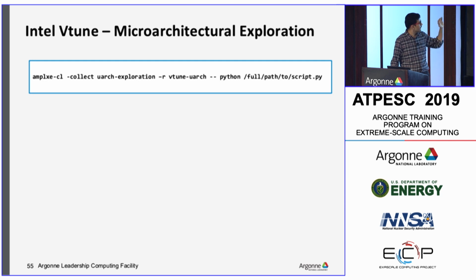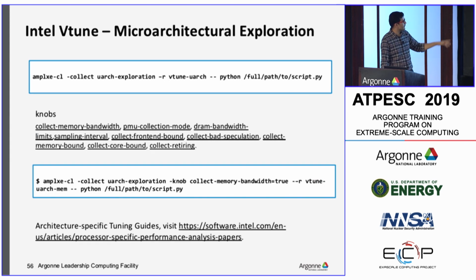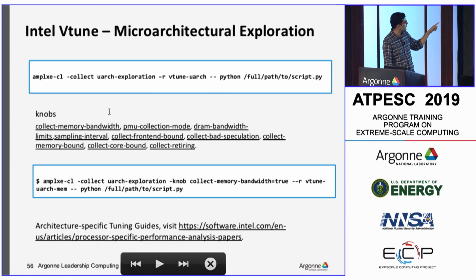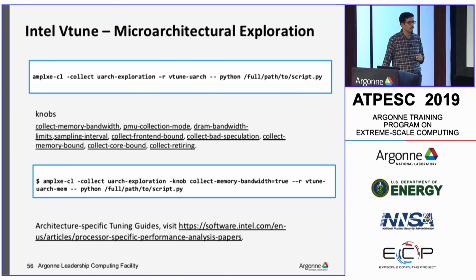The same thing, you can use the microarchitectural exploration by passing this as a parameter, and there are multiple knobs that you could use. One is if you want to collect on the memory bandwidth, or if you want to focus on the DRAM bandwidth, you could choose that. You could use multiple knobs when you're launching this microarchitectural exploration group, and you get corresponding profiling data for that group.